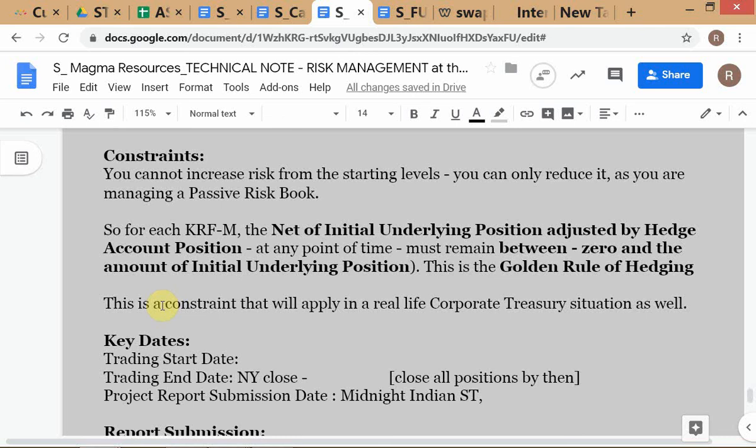These notes are prepared painstakingly, with a lot of care taken in the use of words. In a class, when I'm saying the same word so many times, I made a mistake and didn't even realize that I mixed up forwards and futures. But here, when I'm writing it, it is clearly written. So you should follow it from here, not from your notes. It's not PNL, it's position. The golden rule of hedging applies to position size. You're trying to contain the position size between zero and the initial underlying position. It's not P&L. So we will write the sum of underlying position and hedge position.